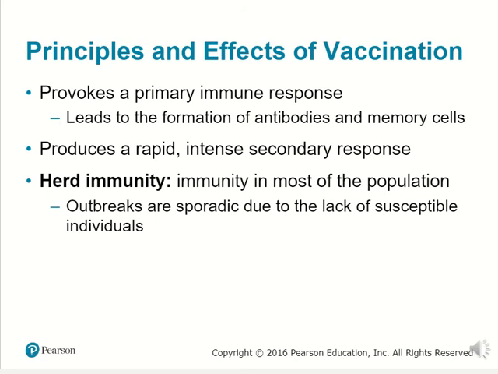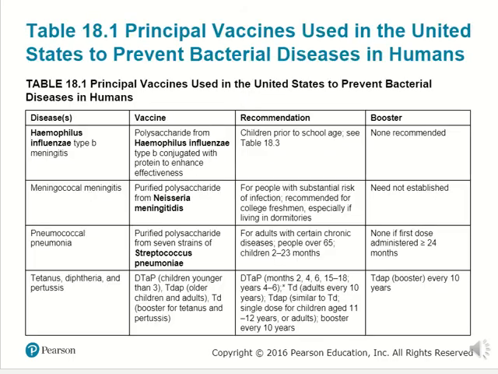And the key is a concept called herd immunity, which is the immunity when a large proportion of a population gets vaccinated from a specific agent. Typically in areas where outbreaks are sporadic, if enough individuals become vaccinated, it helps stop a disease from moving to new people.